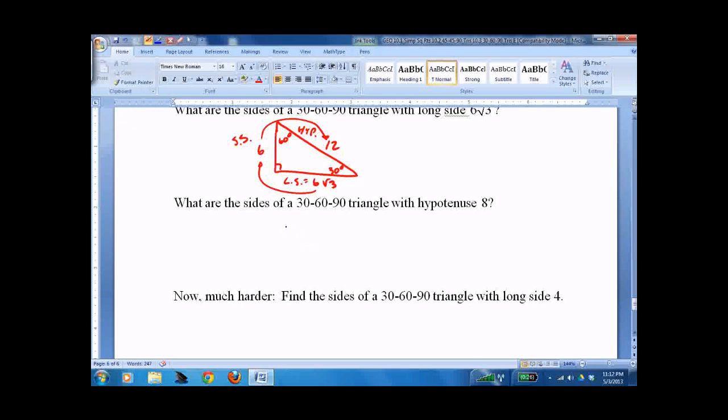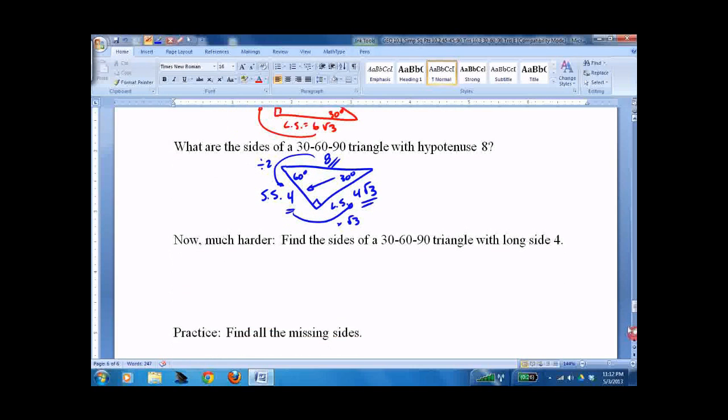Same thing here again. We have a hypotenuse of 8. This is the short side because it's across from the 30. Therefore, this is the long side. Well, to go from short side that way, we multiplied by 2. So here we're going to divide. Over here, we're going to multiply by root 3. 4 root 3. Done. A lot of people confused by this. Not that hard. Takes a little bit of practice.